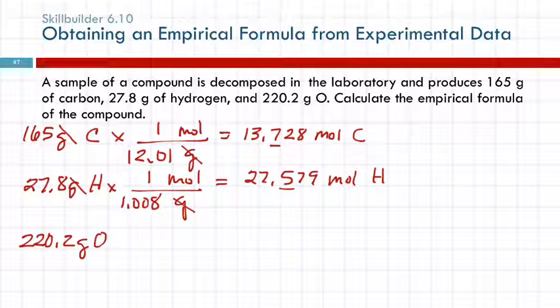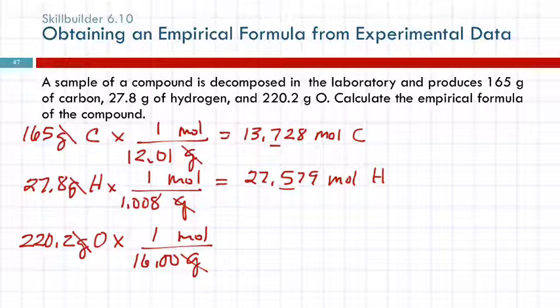And then for the oxygen, again, multiply by moles, divide by grams, because that's what the units tell me to do. 1 over 16, 220.2 divided by 16 gives 13.7625 moles of oxygen.